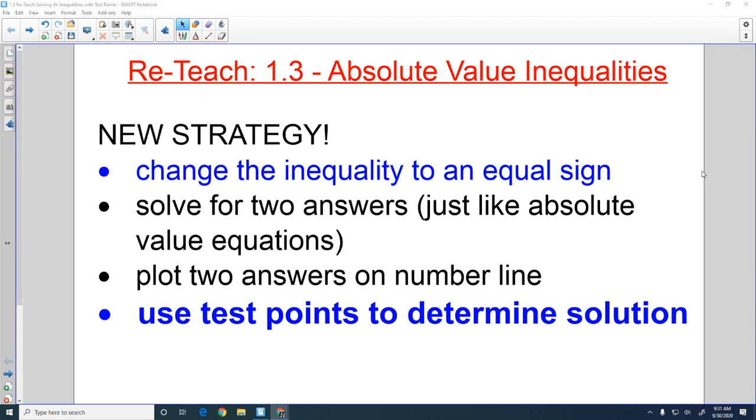And today I don't want to go over anything new. I just want to teach you a different way to solve those absolute value inequalities. So this is for learning target 1.3. On the first test, this was that last page of problems where you had the number lines, and you had to plot it with the inequalities with like the arrows in opposite directions or together.